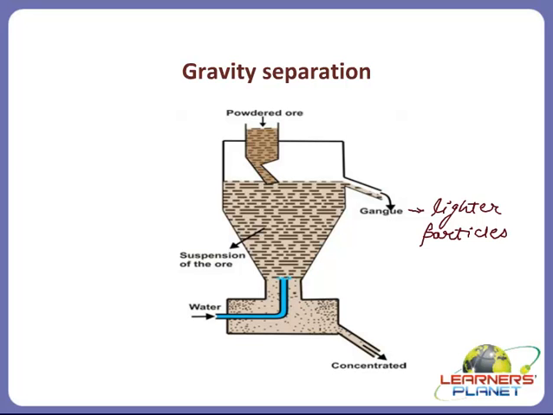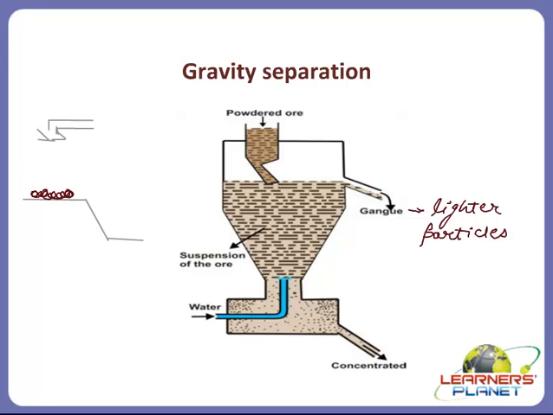So this is your gravity separator. There is one more method, which is called hydraulic washing. Now what is done in that, students, is a sloping earth is taken. It's like this. Now the pulverized ore is placed here, and from the top water is forced there. So a jet of water is poured from here.